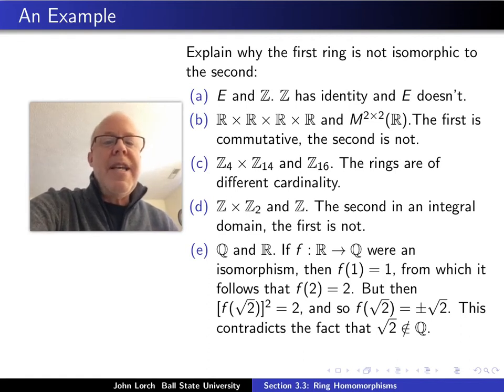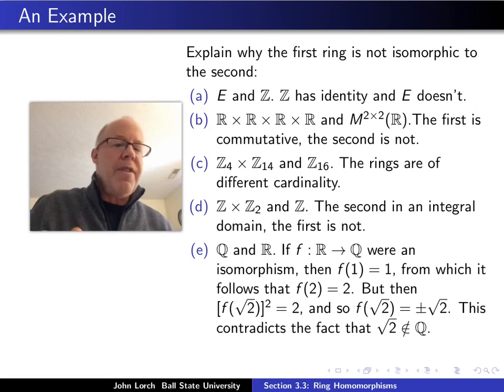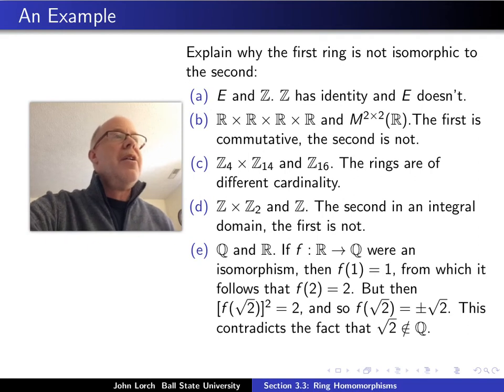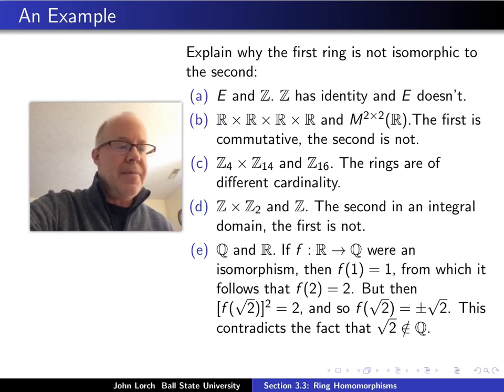Okay, finally in part E, we have the ring of rational numbers and the ring of real numbers. This is an interesting example. One way you could see that these two rings are not isomorphic is that they have different cardinality. Both of them are infinite sets, but they have different sizes. There is no one-to-one and onto function from the ring of rational numbers to the ring of real numbers. That's something you might learn in an introductory analysis course, for instance.